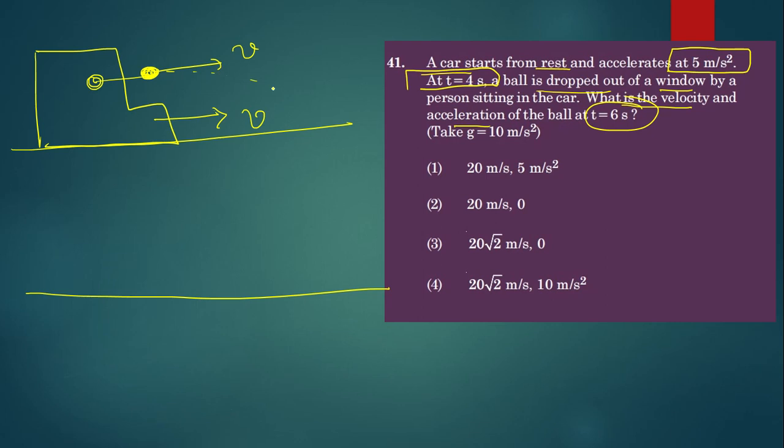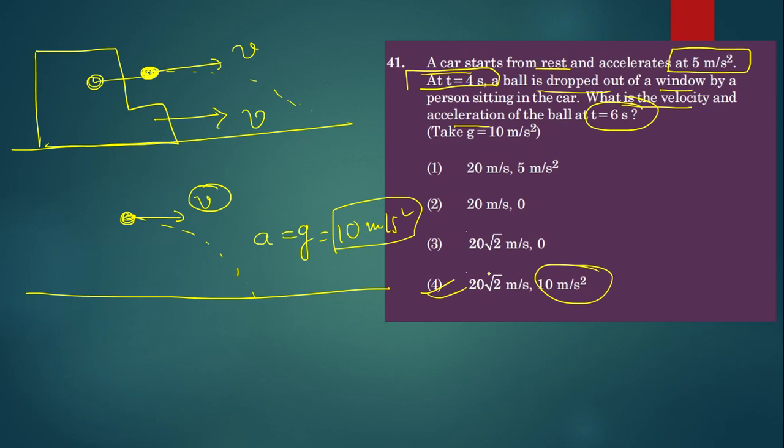This ball will follow a horizontal projectile trajectory. So this ball was projected like this with horizontal velocity, it will strike like this. So it's a horizontal projectile. And in horizontal projectile we know the horizontal acceleration becomes 0, and the vertical acceleration is acceleration due to gravity, which is 10 meter per second square. So 10 meter per second square is mentioned only in option number 4, which is the answer. Again, this particular ball will not feel the car's acceleration after the drop because it is already detached.